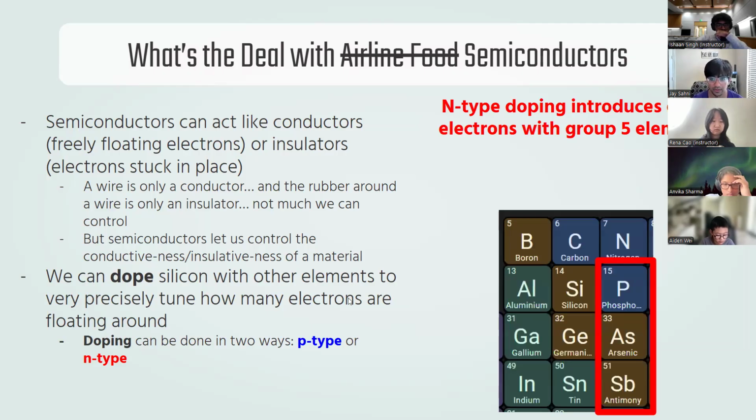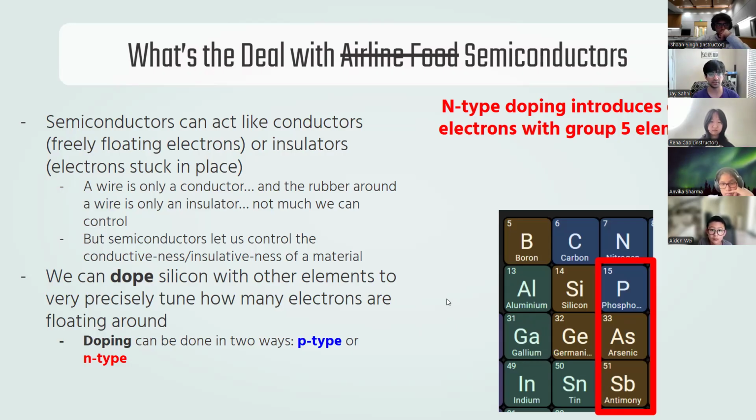Let's quickly get into what I mean by doping. Doping is just adding a small amount of a different element into your larger element. Let's say we have silicon here. When I say doping, I just mean adding a small amount. Let's say we intersperse a very small concentration of phosphorus. What we're actually doing is n-doping our silicon.